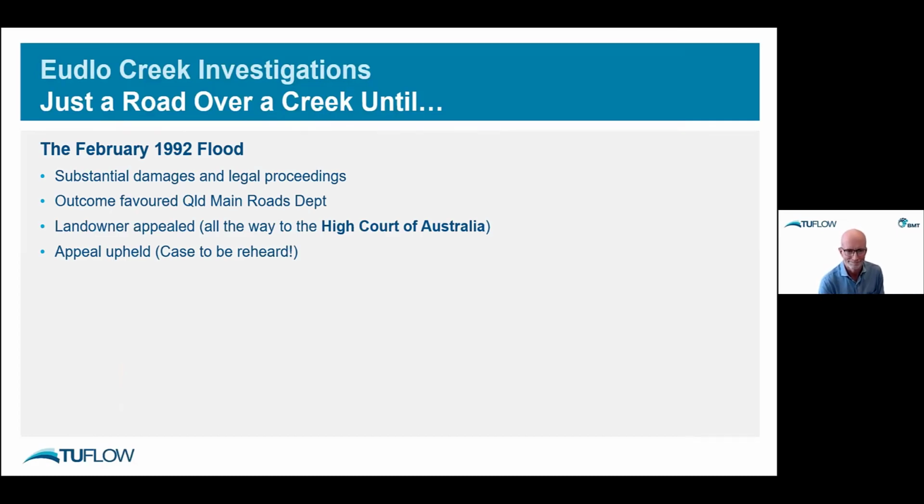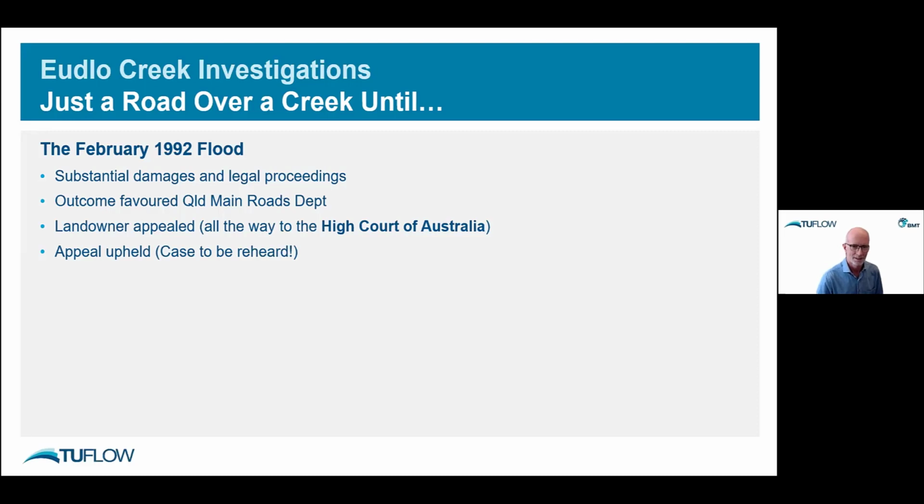They had just recently, within a couple of years beforehand, upgraded the single carriage highway to a dual carriage highway. They replaced some culverts and they rearranged things at the crossing. Anyway, Queensland Main Roads Department ended up in legal proceedings with the upstream landowner. They basically had a favourable outcome to those legal proceedings, and then the landowner wasn't happy, and he took it all the way, in the end, to the High Court of Australia, where all 7 judges heard the case.